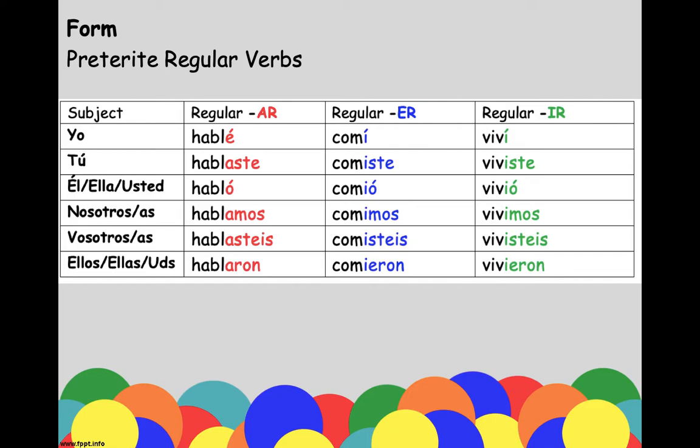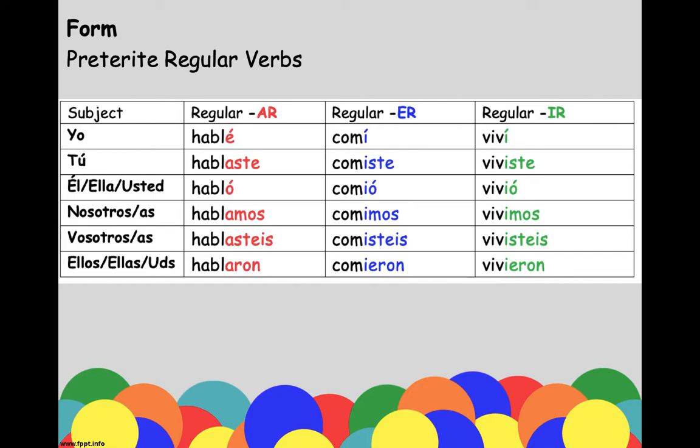In blue, you've got your regular ER verbs, which would be the same as beber. So in this example, the verb to eat, comer, would be comí, I ate, comiste, you singular ate, comió, he or she ate, comimos, we ate, comisteis, you plural ate, comieron, they ate.